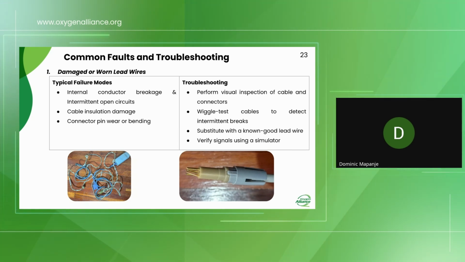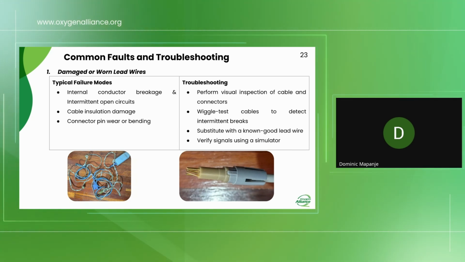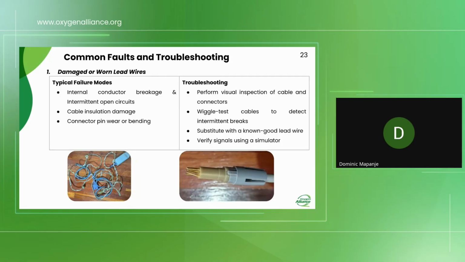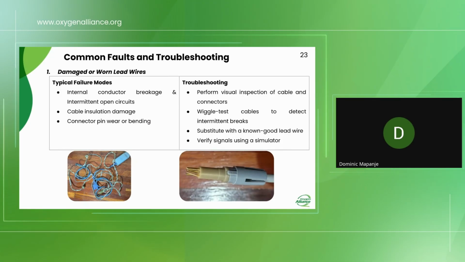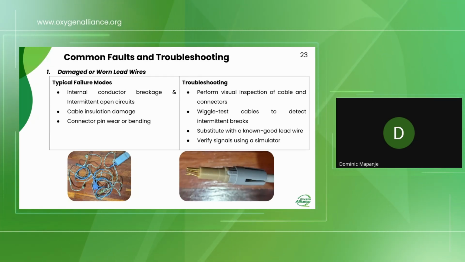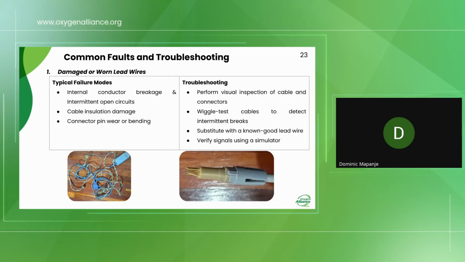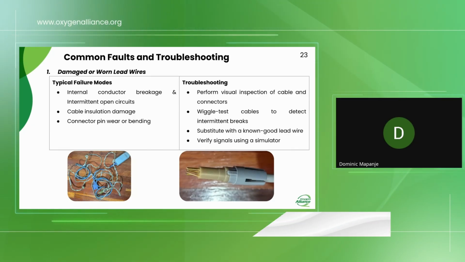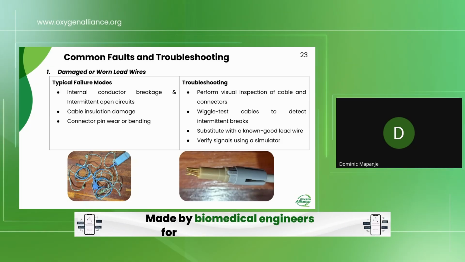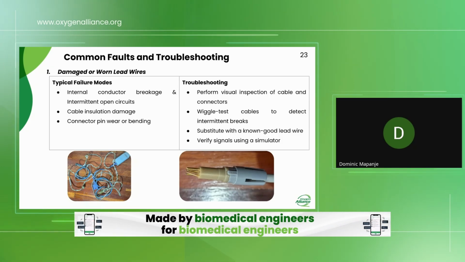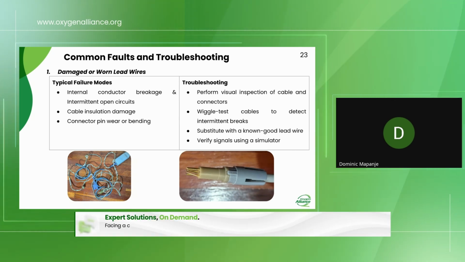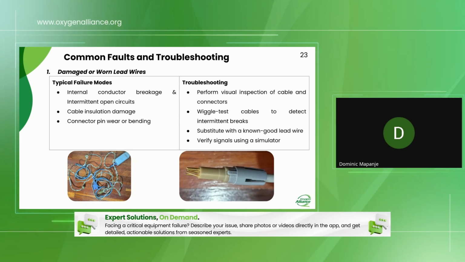We have damaged probe wires or worn lead wires. So this actually does occur because of the mechanical stress that happens with the wires. So you can have internal conductor breakage and also intermittent open circuits. So it happens that you move it a little, it works, you move it a little bit, it doesn't. So you know that there's some kind of open circuit inside your accessory, in your probe.